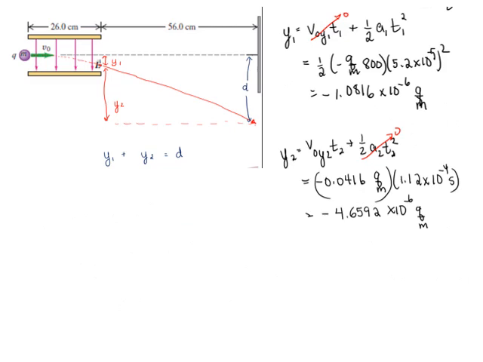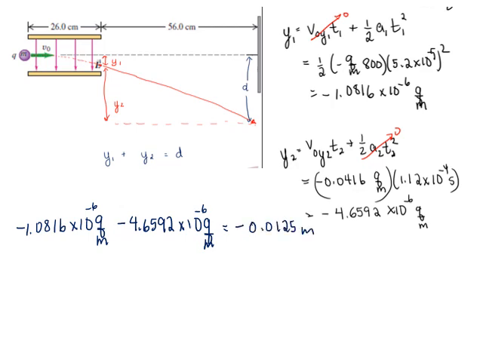Let's fill in our values now. y1 is minus 1.0816 times 10 to the minus 6 q over m. y2 is minus 4.6592 times 10 to the minus 6 q over m. D is 1.25 centimeters. It points down, so it's negative, and then we'll convert to meters. So we can solve for q over m then, and we get 2,177. Charge over mass means our units are coulombs over kilograms.